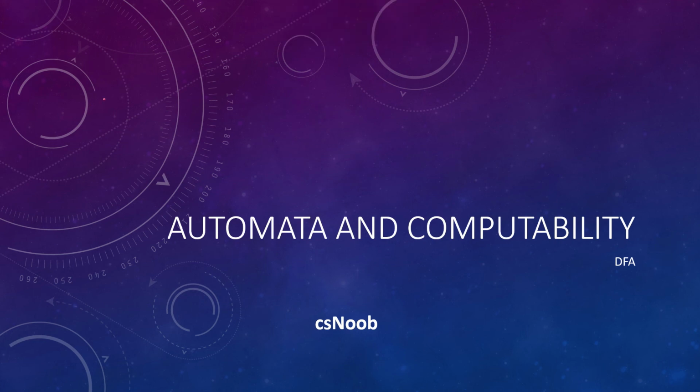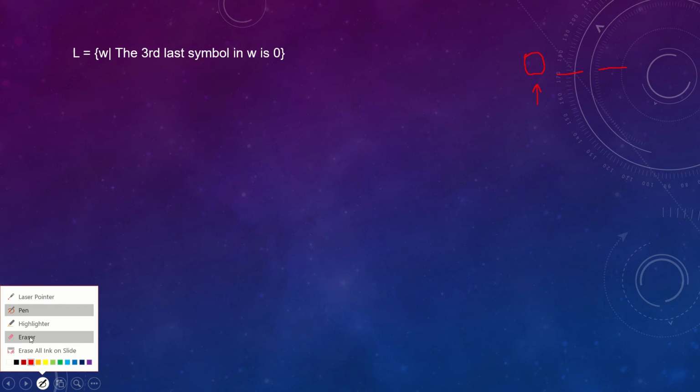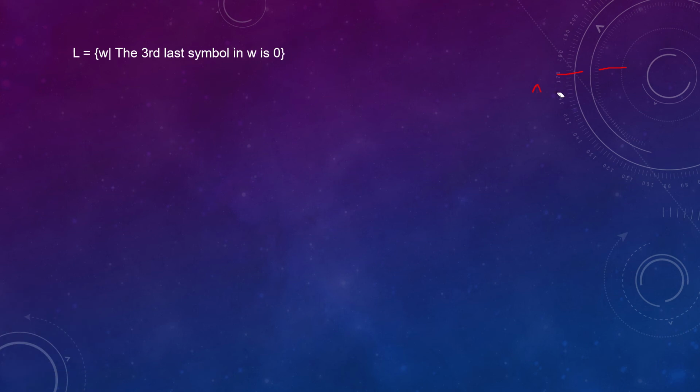In this video, we are going to draw a DFA for the language in which each string has 0 as their third last symbol. That means from the right side there will be a 0 and two other symbols. So 0 as the third last symbol in each string. So we have to draw a DFA for this, but how can we draw it?